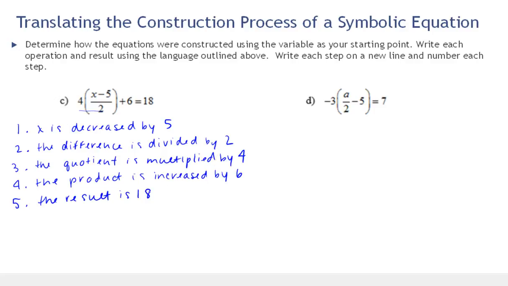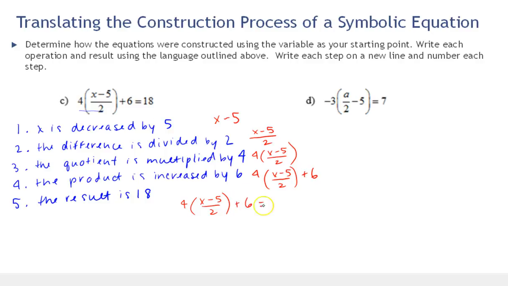Okay. So we've written this in words. Let's just write the symbolic pieces as we go so we can acclimate to this process. So x is decreased by 5. The difference is divided by 2. The quotient, so this previous answer, is multiplied by 4. Notice we have to put this in parentheses to multiply the whole quotient. The product, well, this is the product, is increased by 6. So we add 6, and the result is 18. So now we can set this expression equal to 18.